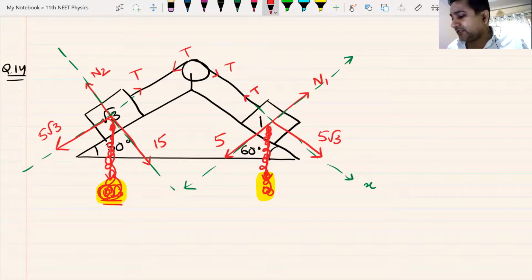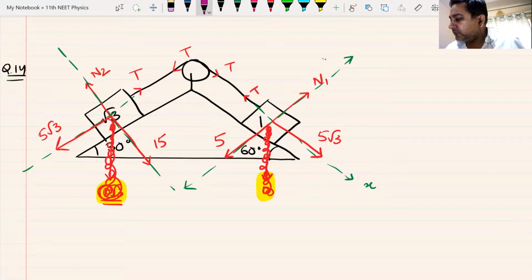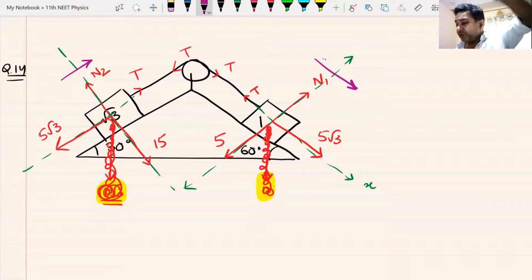Now you will have to understand in which direction this system moves. There are 2 possible directions in which this system can move. The green one, this moves here. The purple one, this one moves here and this one moves here. 1 kg moves like this. Root 3 kg moves like this.